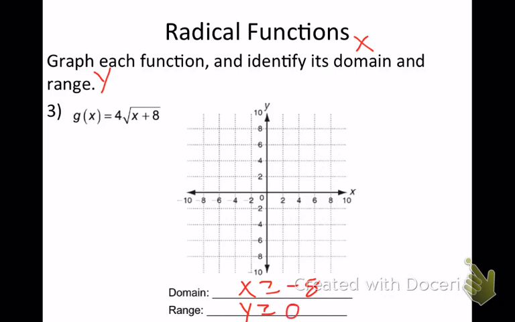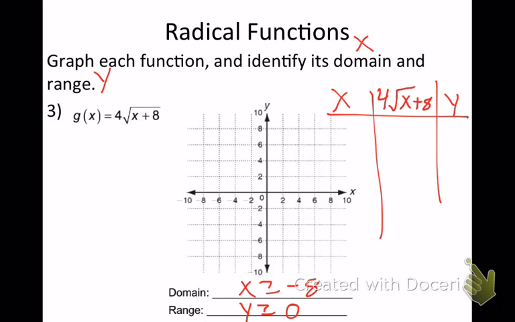So I need to now make a table. So I have x, I have 4 square root of x plus 8, and I have y. So what x value am I going to start with here, Kenna? -8. I'm going to start with -8. So I'm going to start with my domain, my first value. I plug -8 in here. So that's 4 square root of -8 plus 8. Well, what's -8 plus 8? Square root of 0 is? 0 times 4 is? I get -8, 0. Boom. There's my first coordinate.